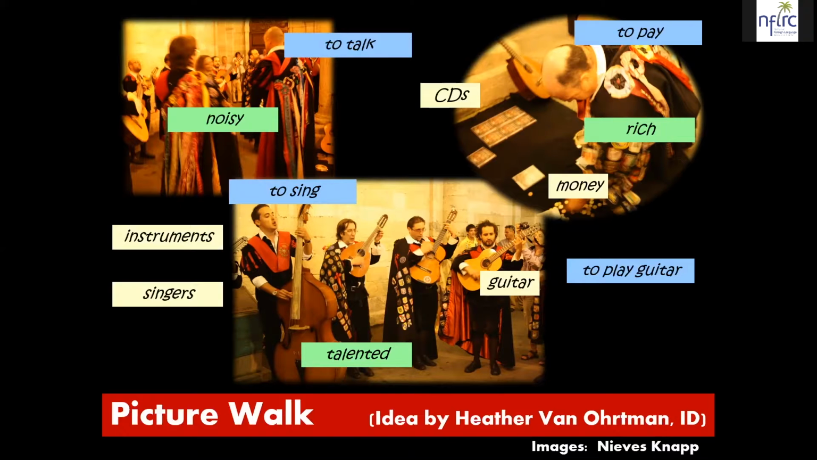So to pay, to talk, to sing, to play guitar. I might have them identify the nouns in the picture or the adjectives in the picture, describe this picture. So it's noisy, the man is rich, they are talented. So each time they shift from one picture to the next, they are generating more vocabulary based on words that they already know in collaboration with their group. So by the time 4 different groups have passed through a picture, the picture is going to have a lot of Post-it notes on it.